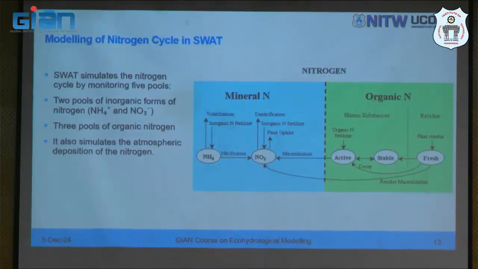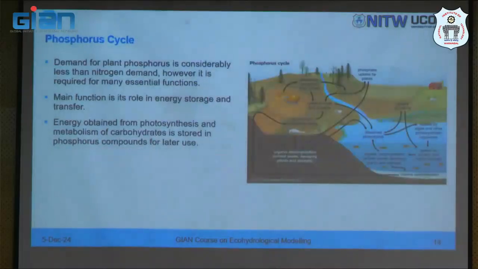It simulates how much nitrogen is getting deposited from the rain, or how much deposition is happening through dry deposition, okay, from the atmosphere directly onto the soil or to the plant. Okay, all of them have a mathematical equation to do that. Now coming to the next component, phosphorus cycle.